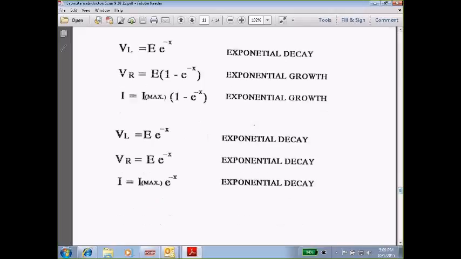Okay. Then we have, as the field, the induced voltage collapses, an exponential decay on the voltage across the inductor and the resistor and the current.